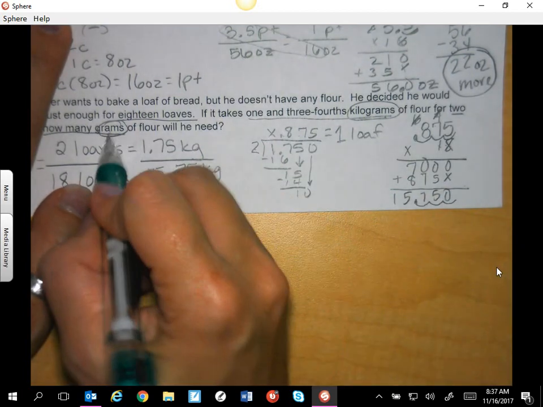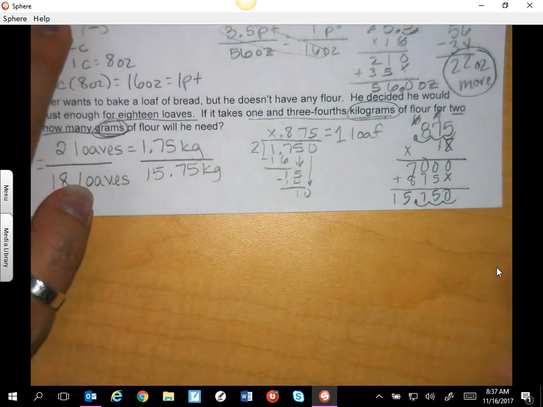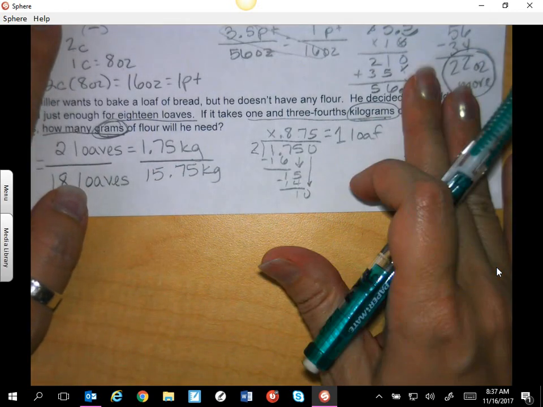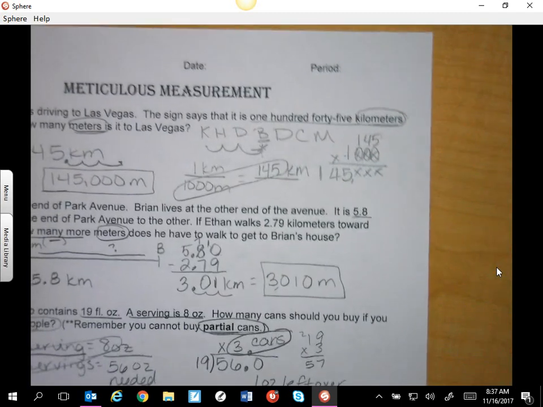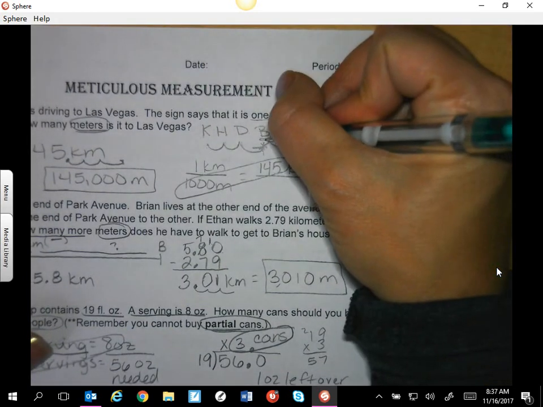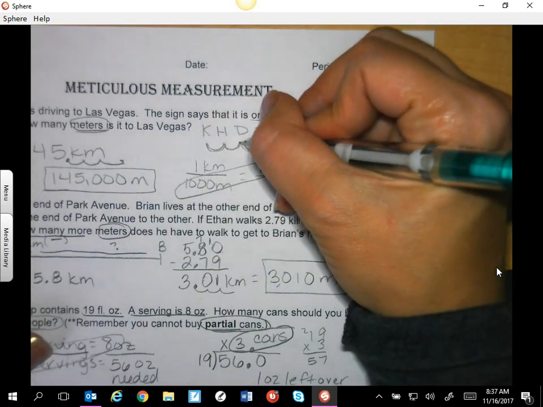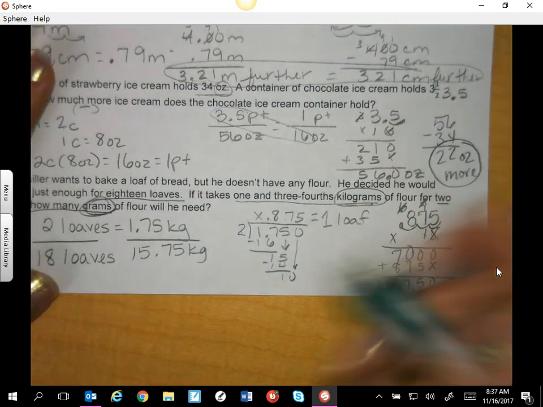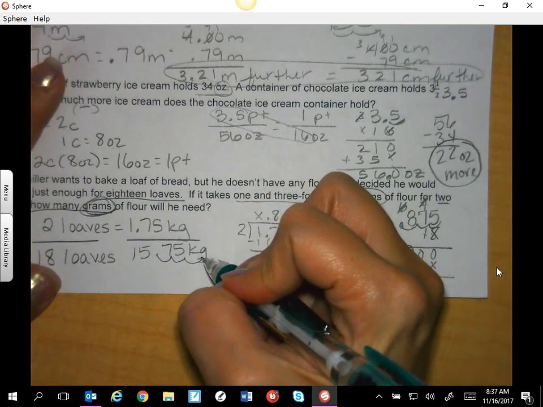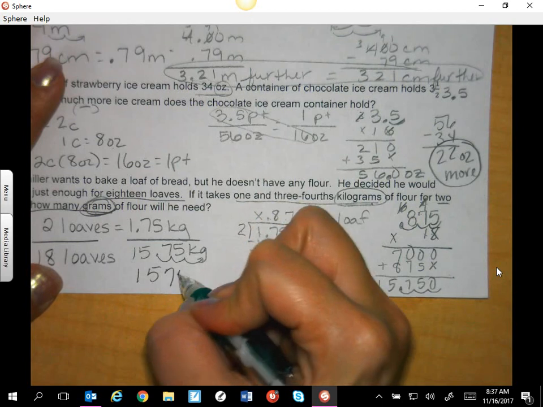It's asking about grams. So if I go back to my King Henry, go back up here, grams is my base unit. So I went kilograms to grams. I'm going to go 1, 2, 3 to the right. 1, 2, 3 to the right. So 15,750 grams.